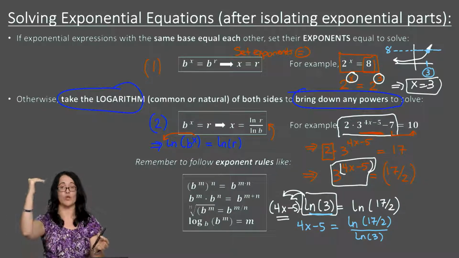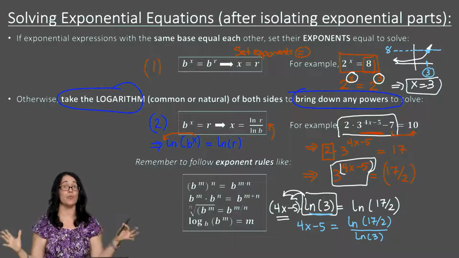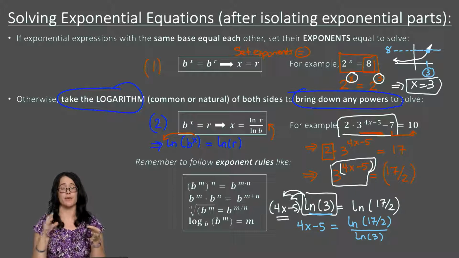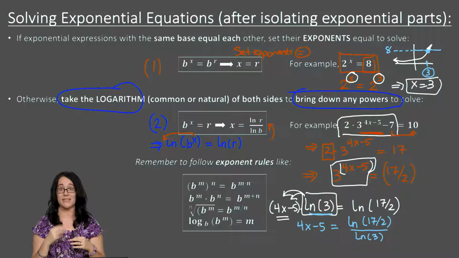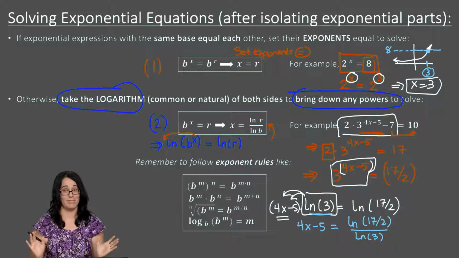If we have a natural log over a natural log, the only way to combine those into a single log is to use the change of base formula. So if you really, really wanted to show off that you can combine those into a single logarithm, you can, but please do so correctly. It would have to be the log base 3 of 17 halves. Feel free, but most students probably shouldn't try that because you might make a mistake, just being honest.